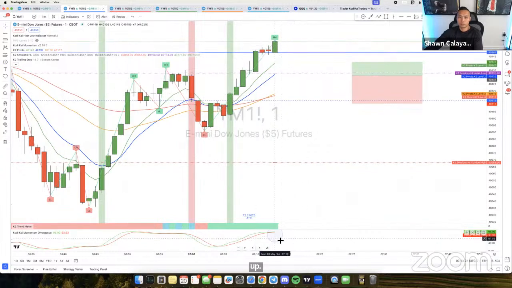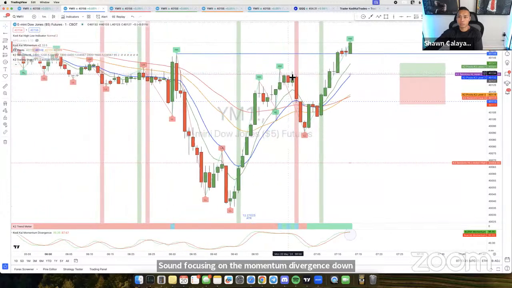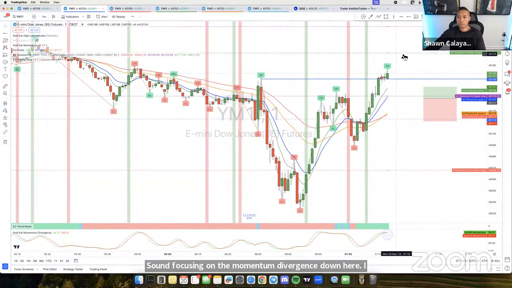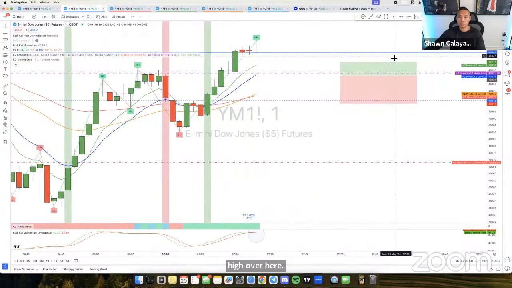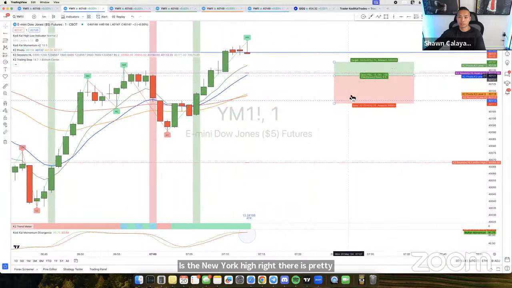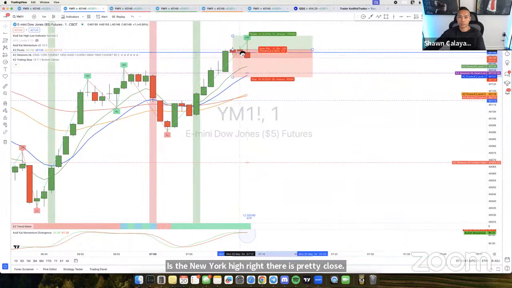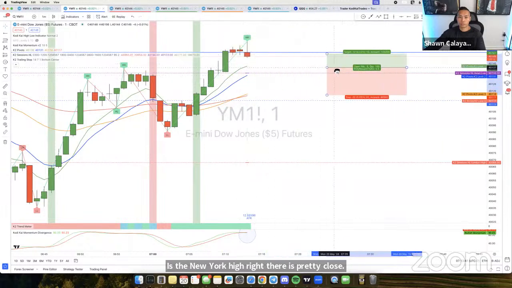So I'm focusing on the momentum divergence down here. I just want to make sure that we get this opportunity before it gets too close to this New York high over here. The New York high right there is pretty close. All right, there goes the retracement that we were looking for. I'm okay with it retracing a little more because I want to have some space there.